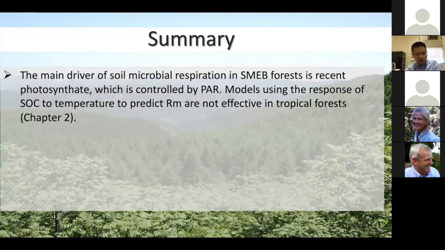So, I'm sorry. Here are the conclusions of my study. First, I found that the main driver of soil microbial respiration in the subtropical forest is recent photosynthate, which is controlled by PAR. And models using the response of SOC to temperature to predict Rm are not effective in tropical and subtropical forests.